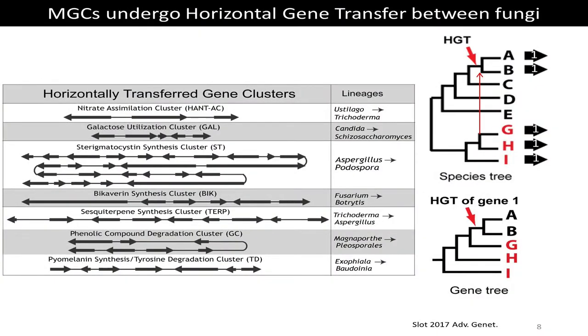We found examples of nitrate assimilation clusters, nutritional galactose utilization clusters, very large metabolic gene clusters associated with a type of aflatoxin called sterigmatocystin, other secondary metabolite clusters, and degradation clusters involved in breaking down plant secondary metabolites, plant ecological defenses. So horizontal gene transfer is when a gene from one organism has been acquired by another one.